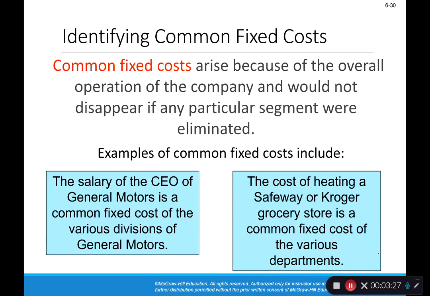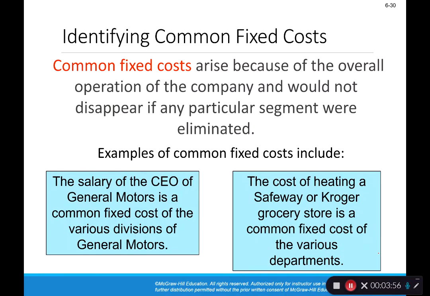Common fixed costs arise because of the overall operation of the company, and they won't disappear if a segment is eliminated. For example, the salary of the CEO of General Motors is a common fixed cost to various divisions of GM. If you get rid of one of their product lines, you're not going to get rid of the CEO. So this is like organization sustaining costs that we talked about in a previous chapter. You get rid of the segment of the business, you don't get rid of those high-level costs.